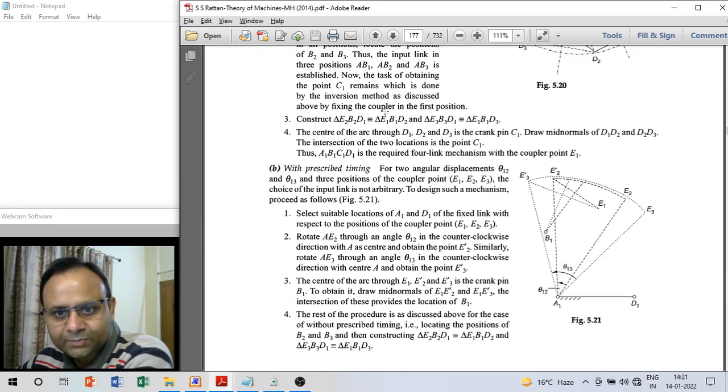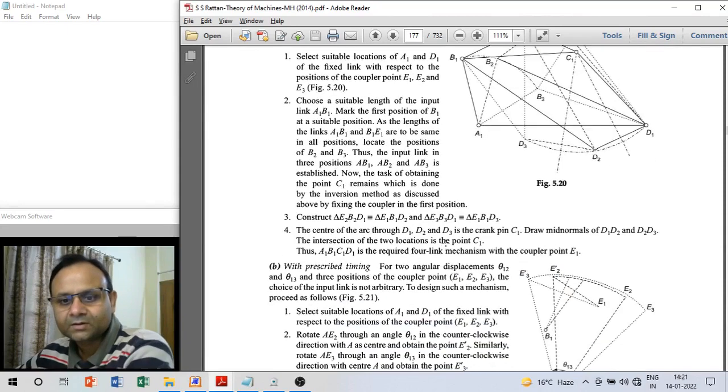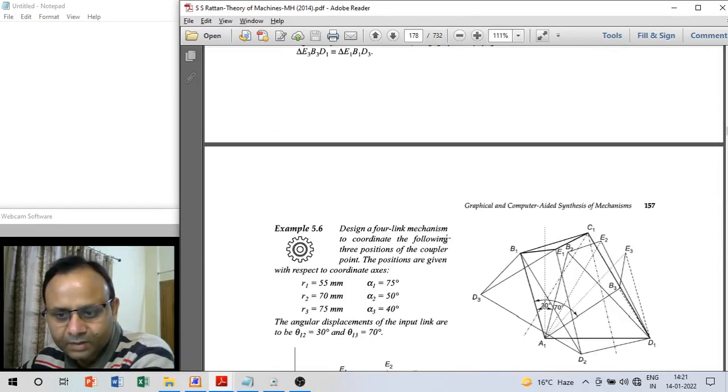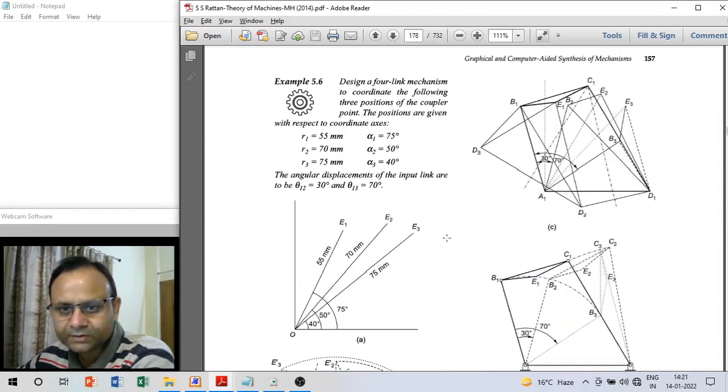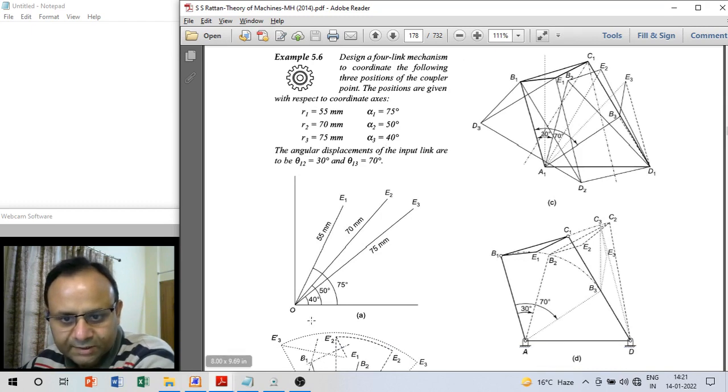So this explains how you get B1. After that the process is the same as without prescribed timing to get point C. So this was path generation, and one example is also given here. Let us go through this. It says design a 4-link mechanism to coordinate the following 3 positions of the coupler point. So you are given E1, E2, E3. The positions are given with respect to coordinate axes.